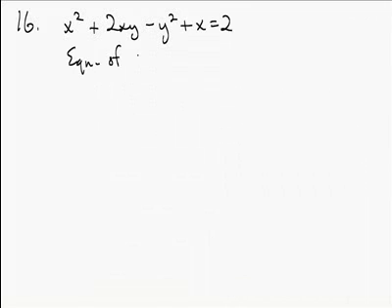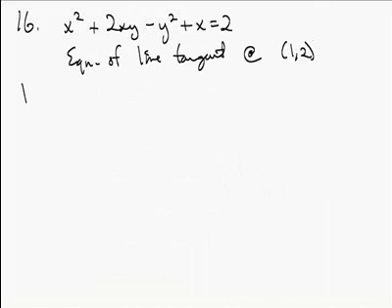Alright, and then let's take a look at number 16, where we want to find the equation of a line tangent to a curve at a given point. So for 16, we have x squared plus 2xy minus y squared plus x equals 2. We want to again find the equation of the line tangent to this curve at the point (1, 2). So you can notice, first of all, if you put a 1 in for x and a 2 in for y, this equation will be true.